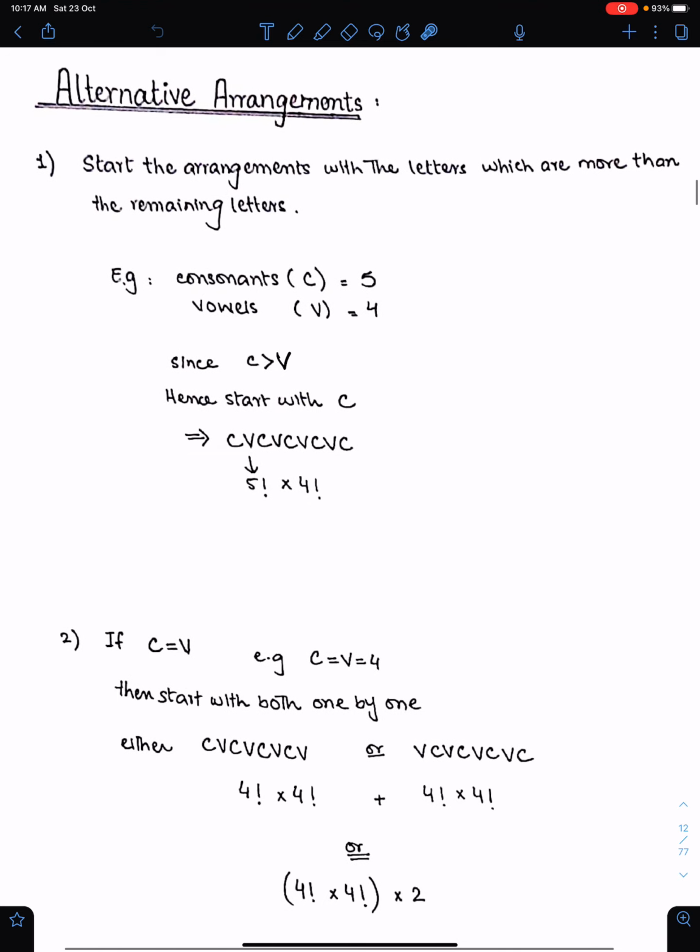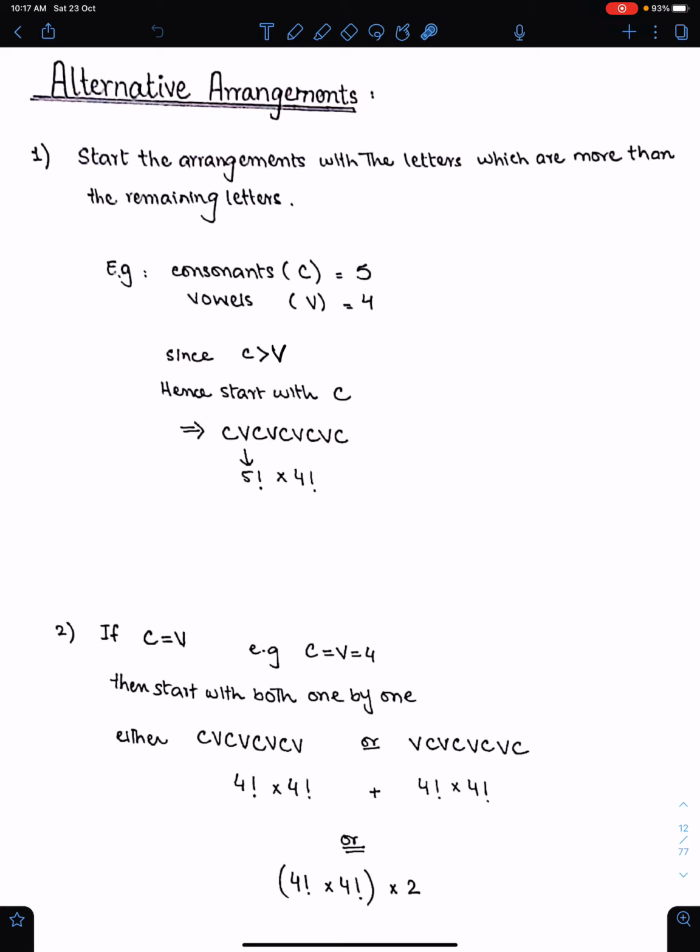Alternative arrangements, or arrangements of objects when they are alternatively arranged. Number 1, start the arrangements with the letters which are more than the remaining letters. For example, if we have 5 consonants and 4 vowels and we have to arrange them alternatively, then we must start with a consonant. In this way we can get the alternative arrangements of vowels and consonants. Since we have 5 consonants, 5 factorial for 5 consonants and 4 factorial for 4 vowels.